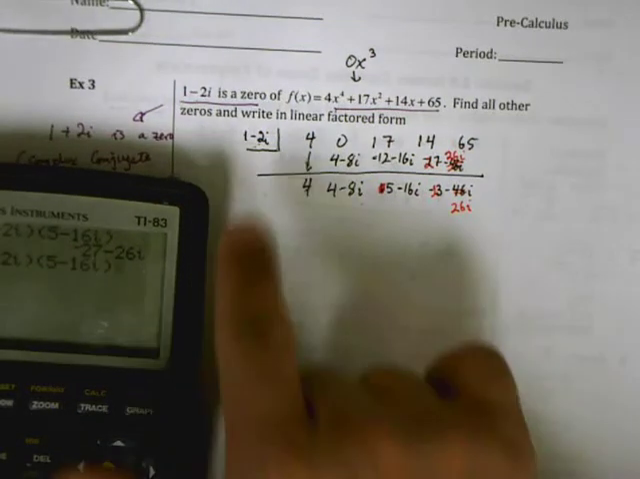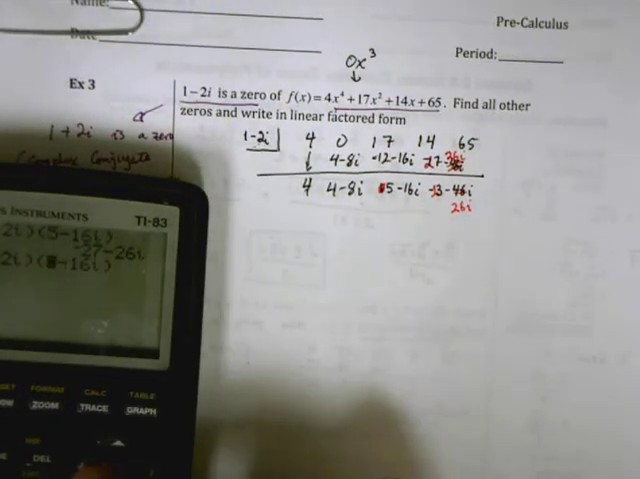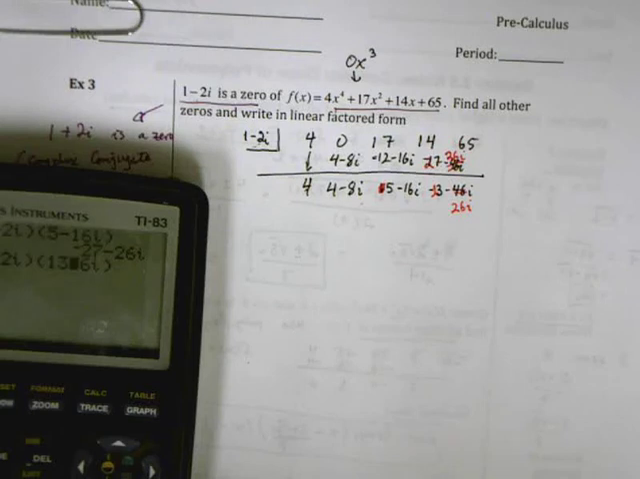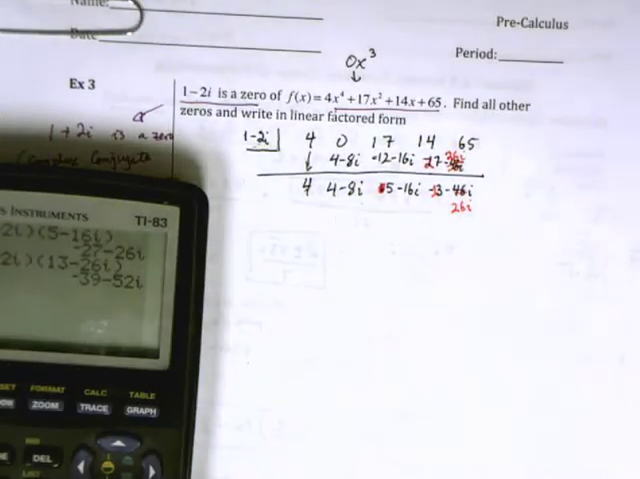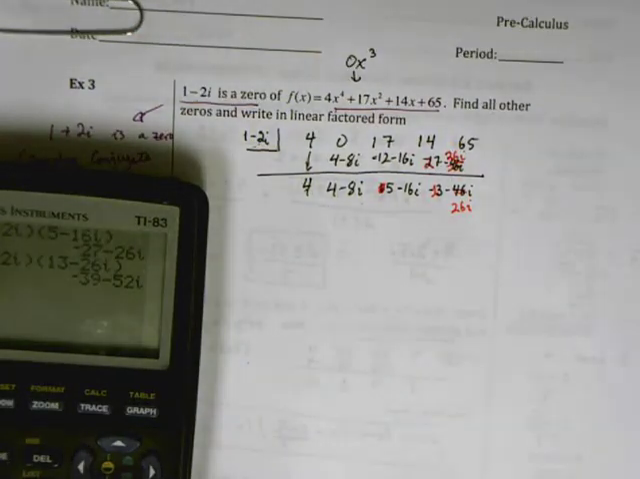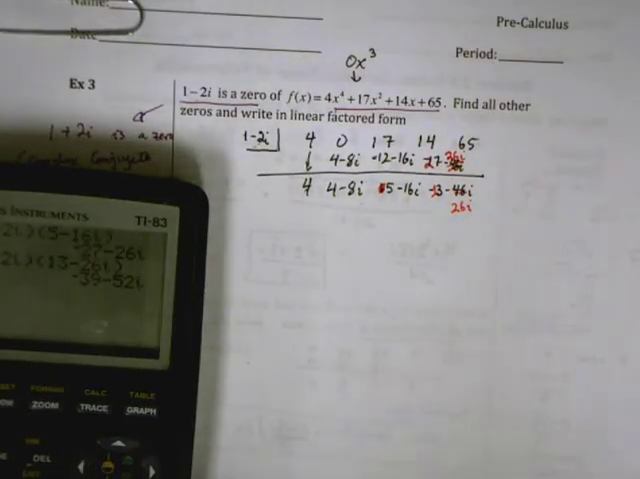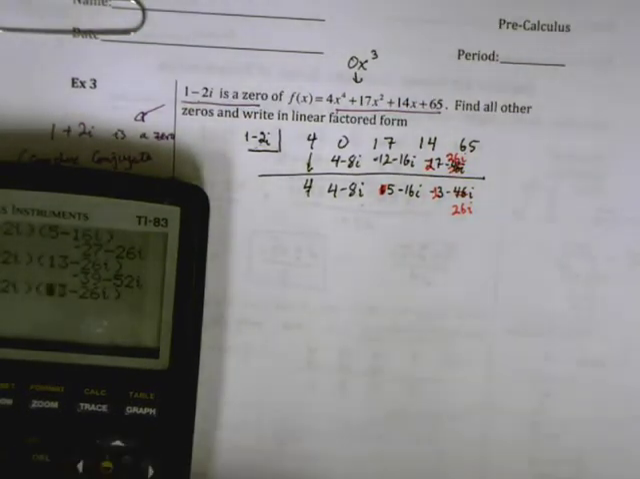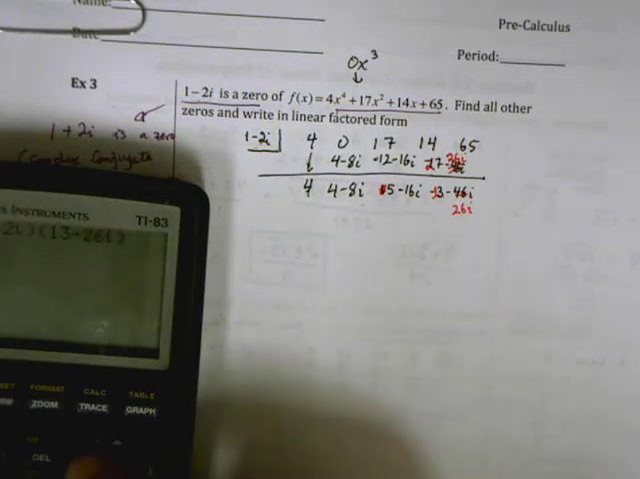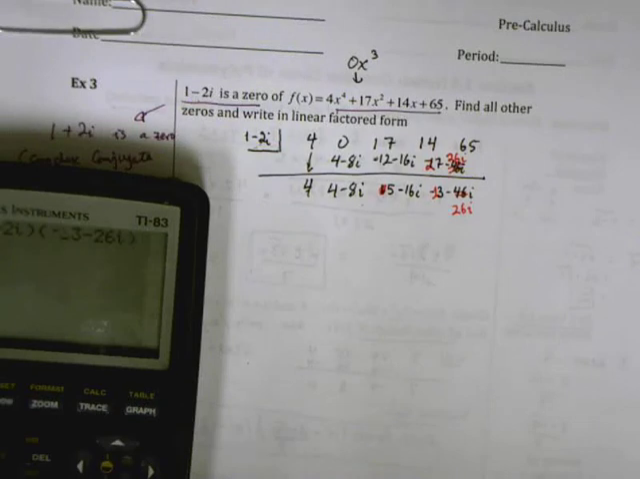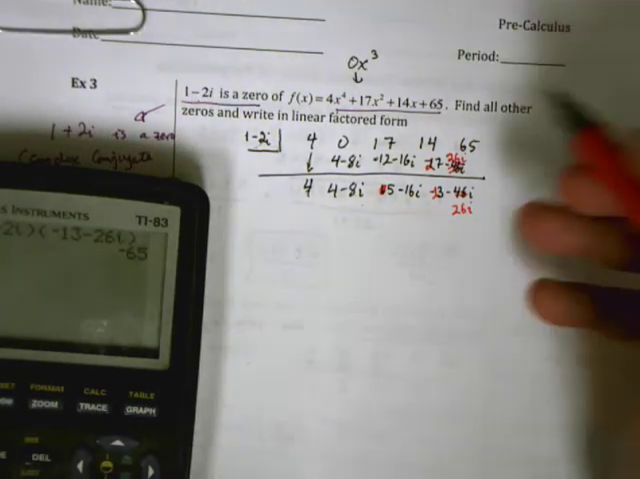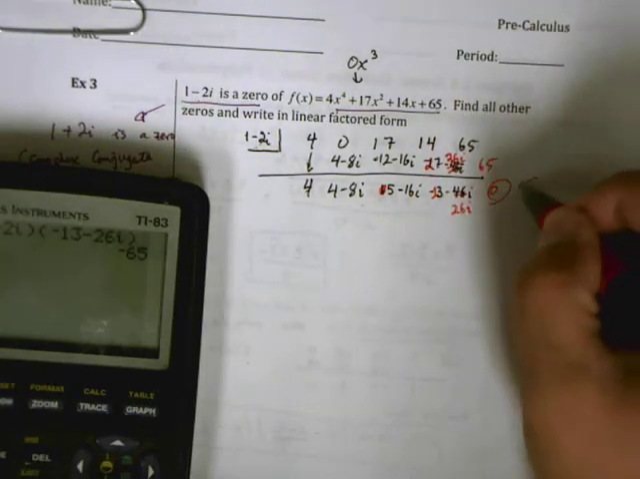Then I'm going to do that multiplication, 1 minus 2i times 13 minus 26i, and this time it should give me negative 13. Yeah, it should give me, whoops, whoa. Should be negative 13. Should give me negative 65 up here, and that leaves me a remainder of 0.